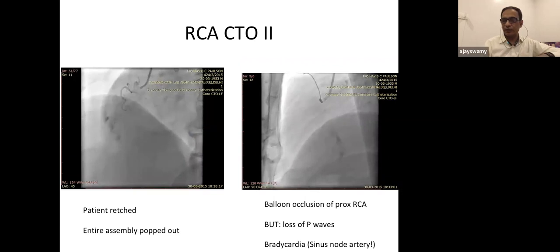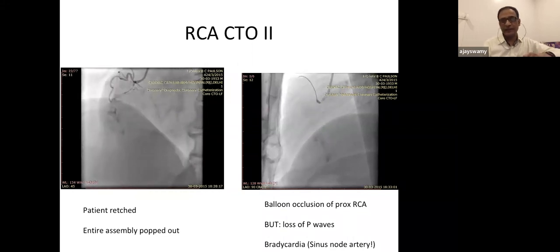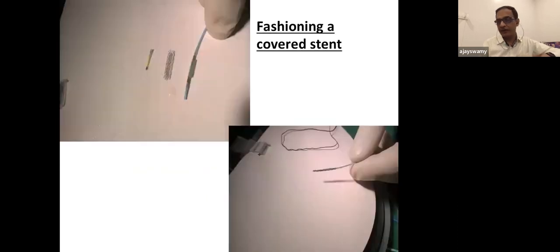So initially we did a balloon occlusion of the proximal RCA into the sinus nodal branch, but we needed that vessel to go because he started having loss of P waves and bradycardia. So we thought we'll wait and see. Probably it'll come back. We waited. It didn't come back. So we knew that we have got to revascularize this vessel. So this size covered stent was not available on the shelf at that time. This is also an old case of 2015. So we fashioned the covered stent.